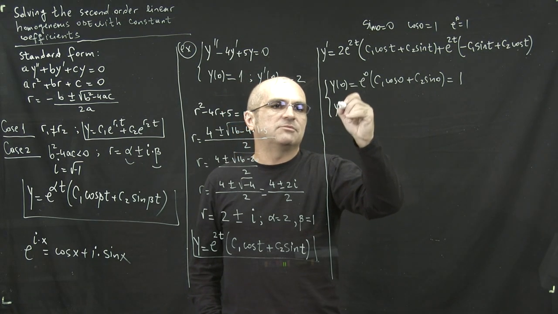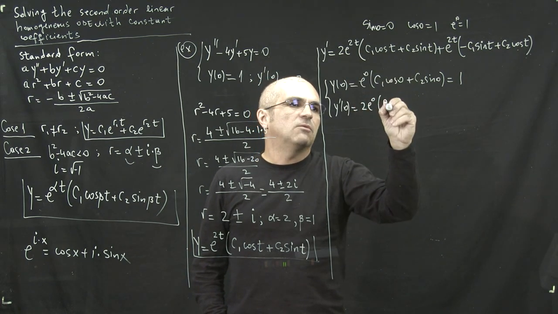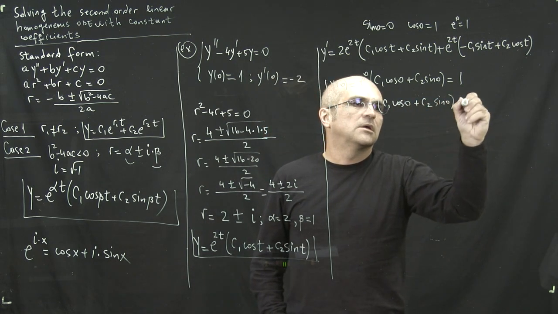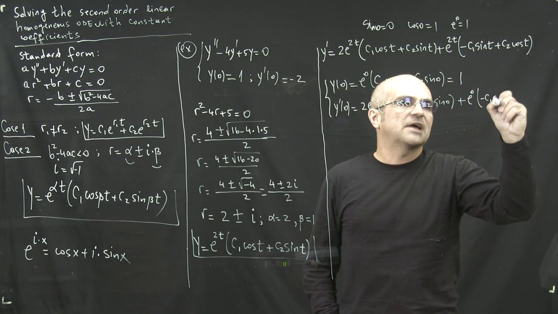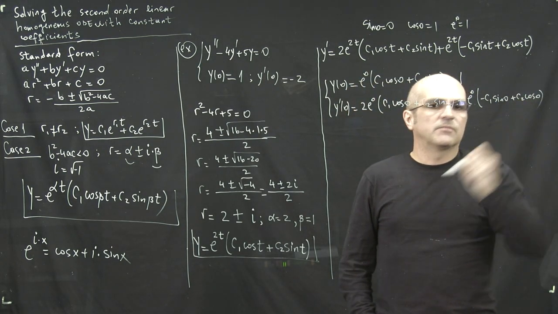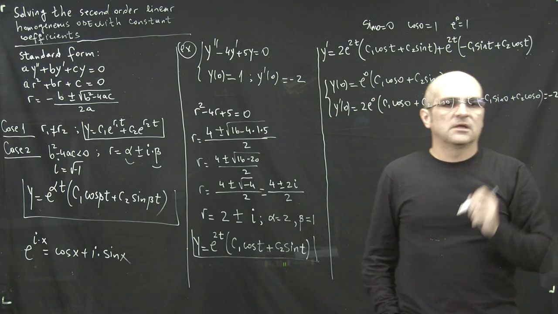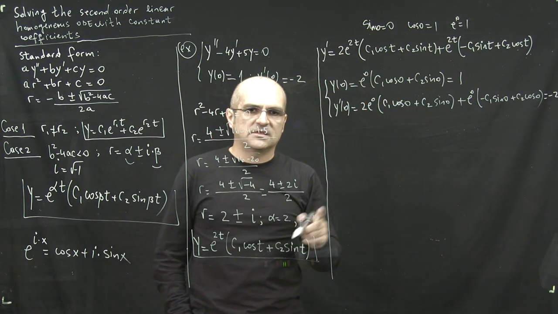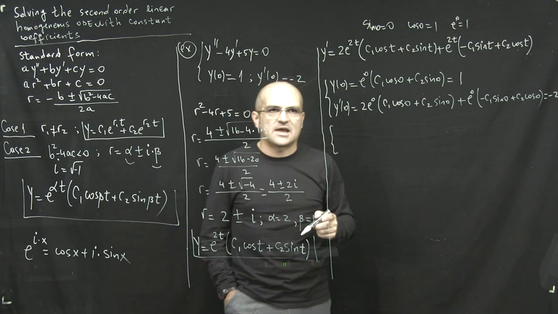And so, by the same token, y prime of 0 will be 2 e to the 0, c1 cosine of 0 plus c2 sine of 0, plus e to the 0 times minus c1 sine of 0 plus c2 cosine of 0, and that should be equal to minus 2, the second initial condition. So take a moment to make sure you understand these substitutions and try to do them in your mind with fewer steps so you can save time.